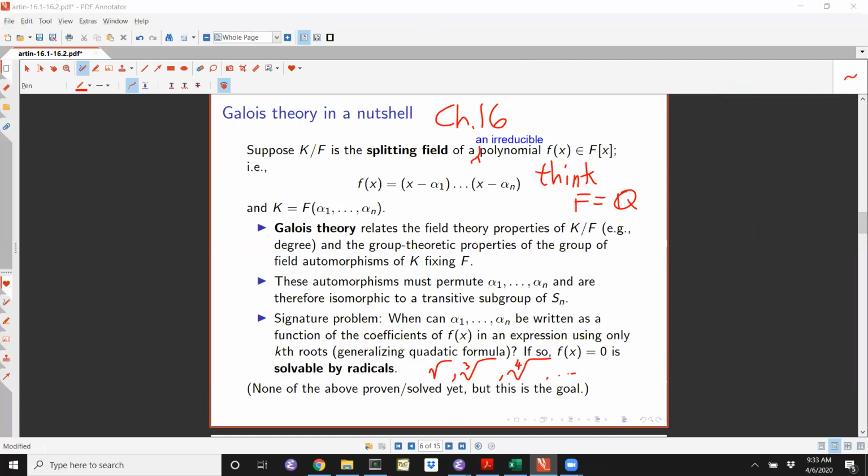Yeah, so here's all of chapter 16 in a nutshell. But I want to emphasize that this is the overview of what we're doing. This is the 30,000-foot overview of what's going to happen. We haven't properly defined any of this, and certainly none of this is proven or solved. None of these first few things are proven yet, and the last one has not been solved yet in terms of what we discussed. But the goal is to understand all the stuff in this slide.